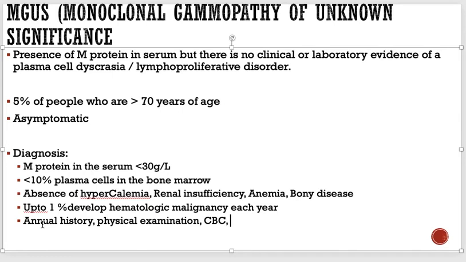Creatinine, okay. Calcium, see, hypercalcemia. Albumin levels, serum protein electrophoresis, okay. We keep on doing these investigations. Why? Because many people who have MGUS, okay, they can change into multiple myeloma.